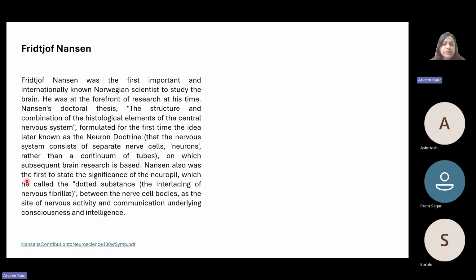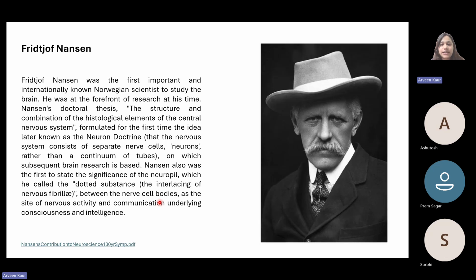Nansen also was the first to state the significance of neuropil, which is also called dotted substance, with the interlacing of nervous fibrils between the nerve cell bodies, as the site of nervous activity and communication underlying consciousness and intelligence. Right. So let us go through his Nobel Prize record also.